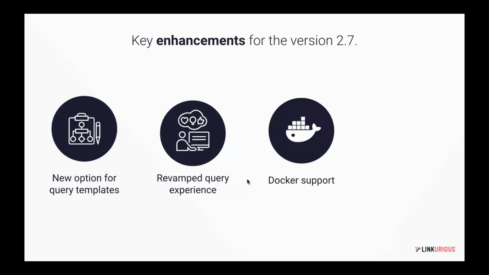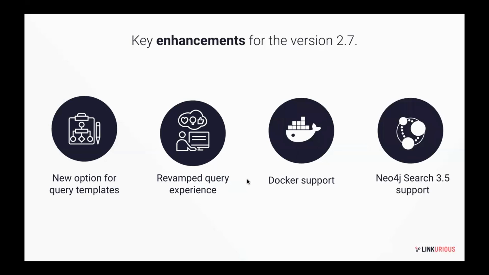And a third big novelty, for administration this time, is that you can now deploy the Linkurious Enterprise server inside a Docker container. That could be on-premise or in the cloud, but we will discuss the details of the Docker support a bit after the demo. And finally, another addition is the support for Neo4j search. Linkurious Enterprise now supports the Neo4j built-in search index, which was introduced in Neo4j 3.5. That's another indexing option that you can choose from. And that's the key enhancements for version 2.7. So I will now hand it over to Jocelyn for a demonstration of all of this.